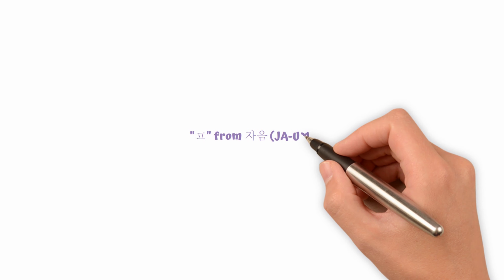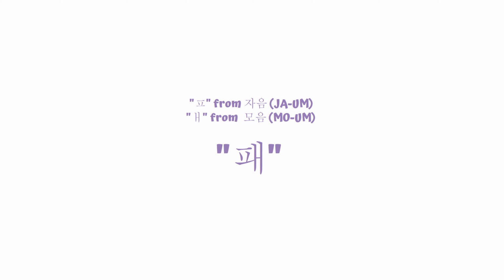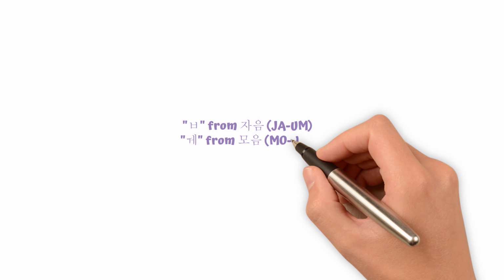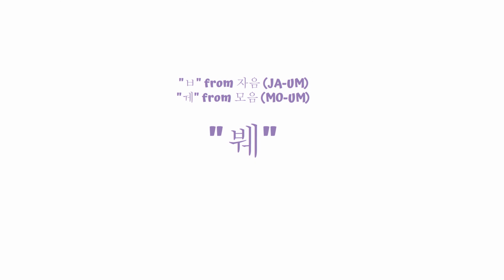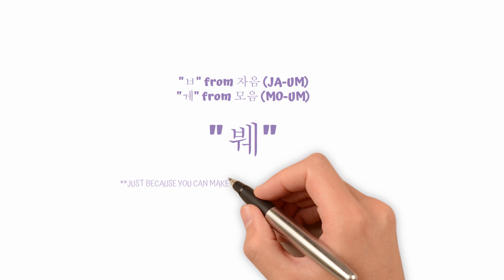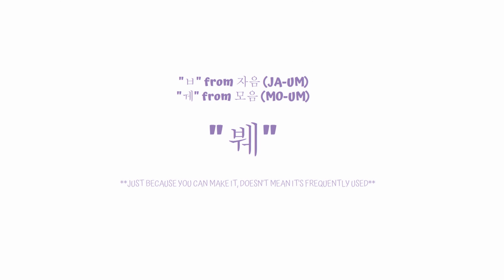Let's try another one. This time bring pi읍 from JA-UM and 에 from MO-UM. When you combine p sound and 에 sound together, they make a pe sound, pe. How about we try using a more complicated version of MO-UM this time? We'll bring 비읍 from JA-UM and 왜 from MO-UM. Together, they make a bre sound, bre. And now notice that just because we can make a sound out of them, doesn't mean they're frequently used. And I'm just trying to show you that you can make any sound by simply combining a JA-UM and MO-UM.